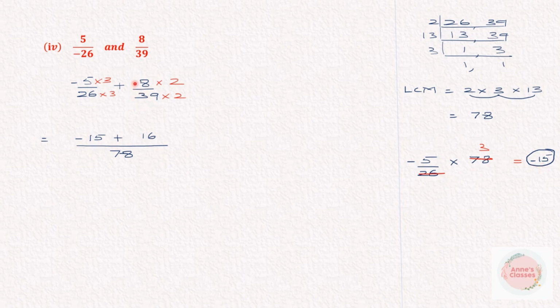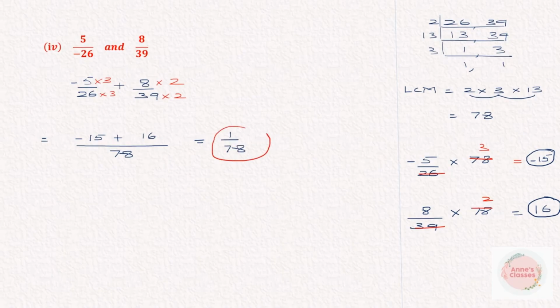So here also 8 by 39, let's take it and write it here, 8 by 39 and multiply this with the LCM which is 78. Now cancel, 39 twos are 78 and 8 into 2 is 16. So here also we've got 16 and here as you can see by this method also we've got 16. So you can use one of these methods to get your numerators. Okay, now here we have minus 15 plus 16. Signs are different. So we put the sign of the bigger number which is plus and subtract. 16 minus 15 is 1 and the denominator is 78. So the answer here is 1 by 78.